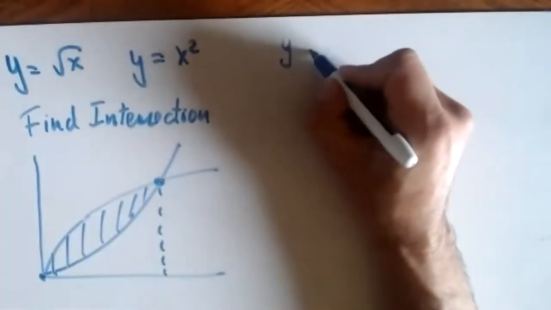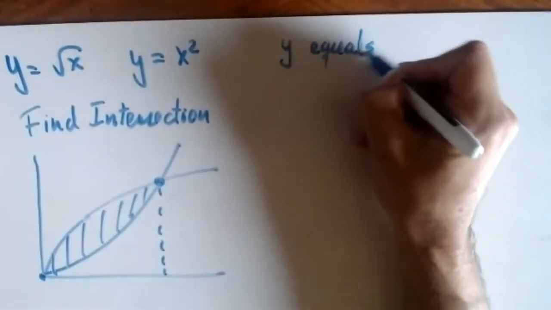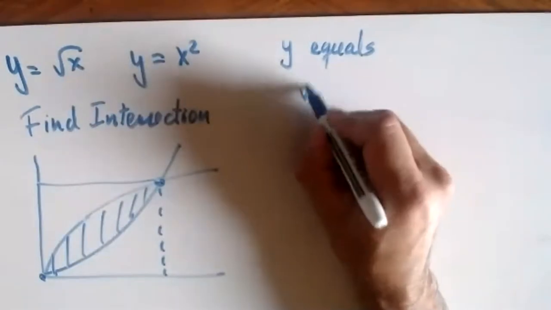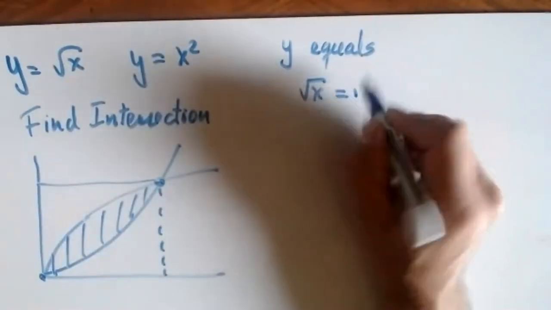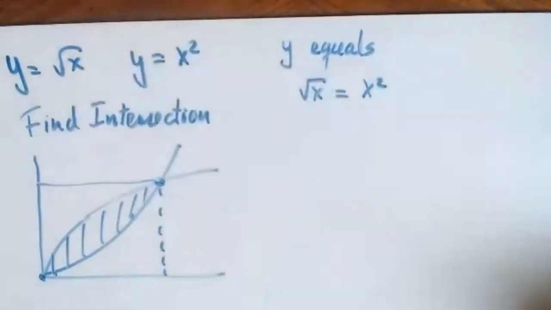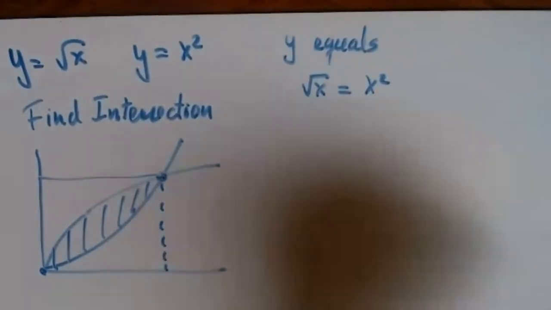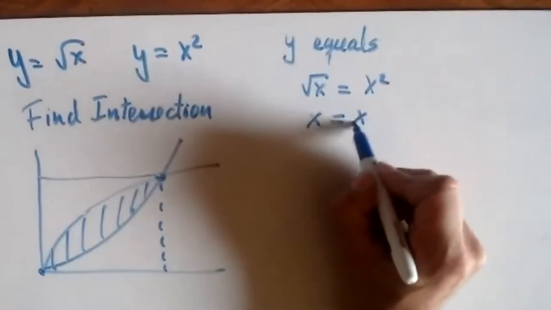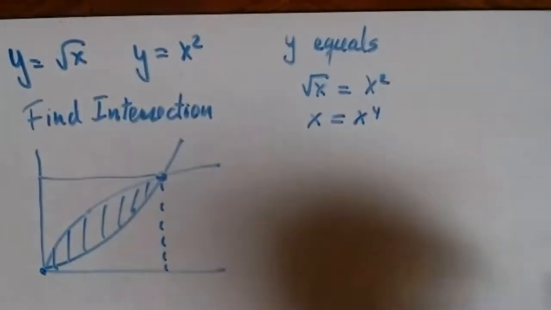So y equals, in this point the y's are equal, in this point the y's are equal. So is the square root of x equals x squared, correct? Then this is okay. Let me just square this thing. So you have x equals x to the fourth, correct? You square.